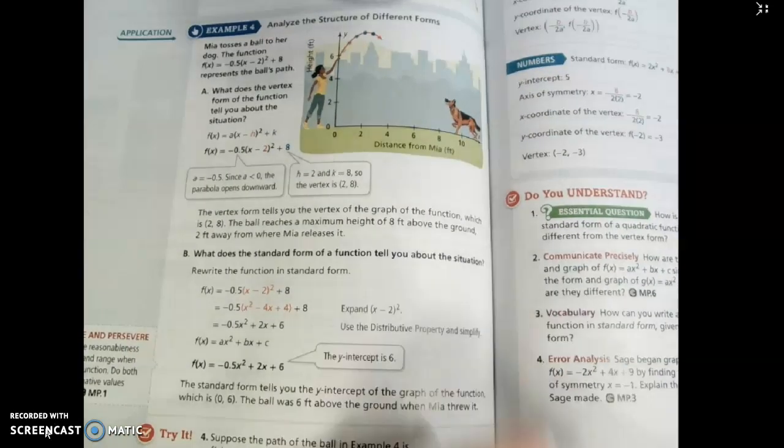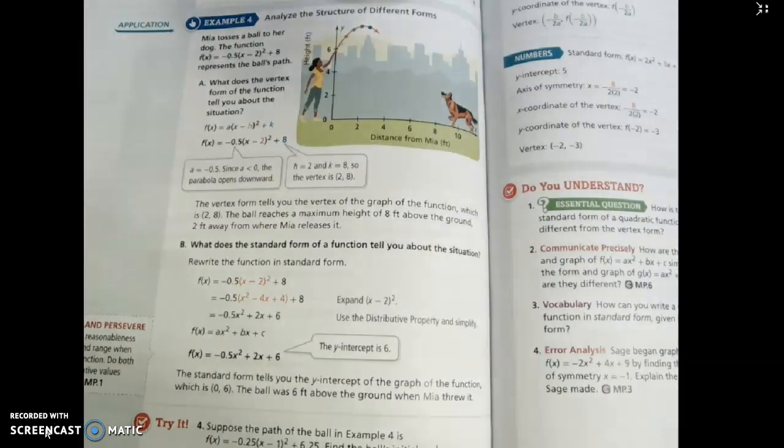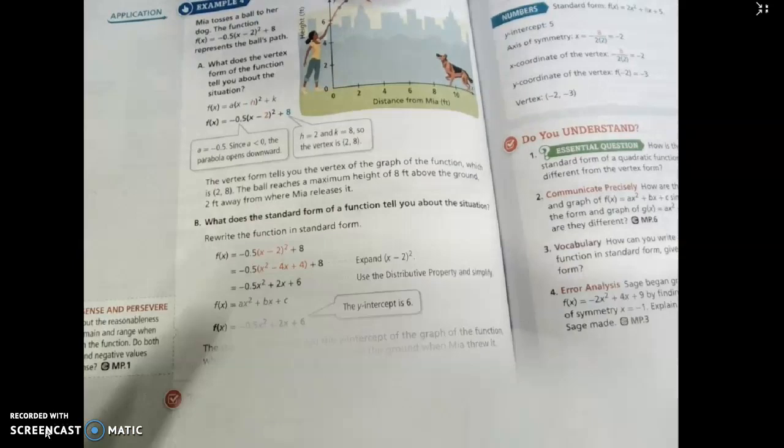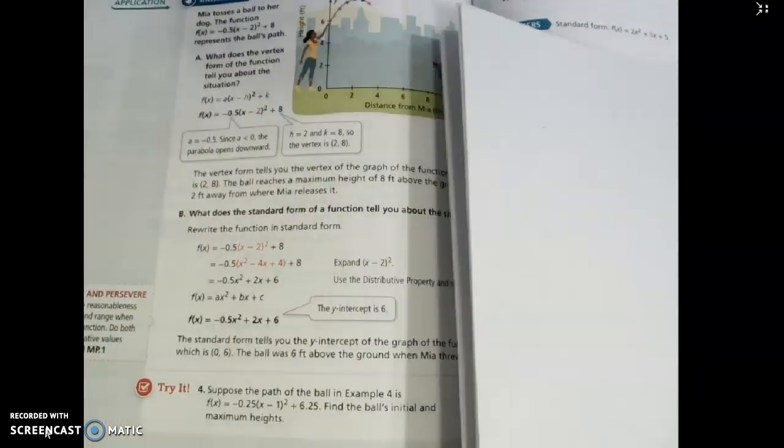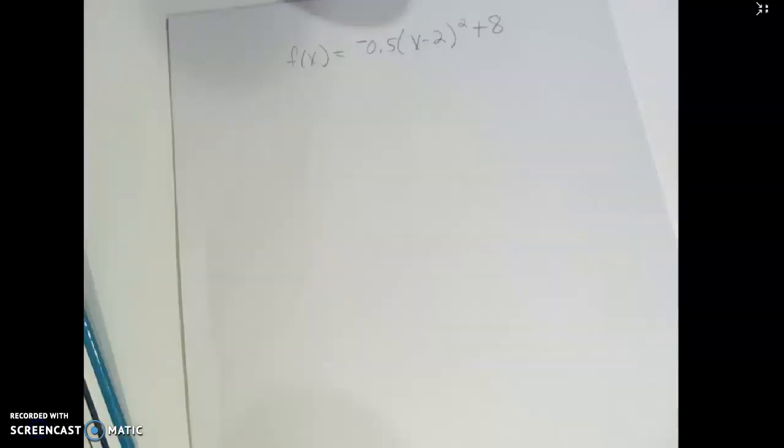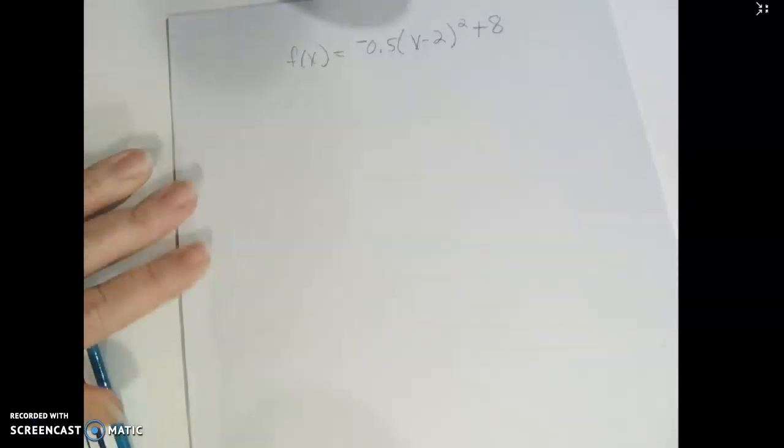Sorry, I need another piece of paper. So we're taking this. All right, sorry about that. I was struggling with my workspace in the book.